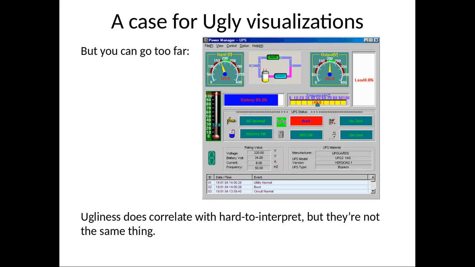Let's see another example. Here we have some performance representation of batteries and engines through visualizations, and at first glance it looks very complicated, but if you look, it has more information and interactiveness that can be provided. Ugliness does correlate with hard to interpret, but they're not the same thing. So sometimes we have to use some ugliness, but still have a good visualization.